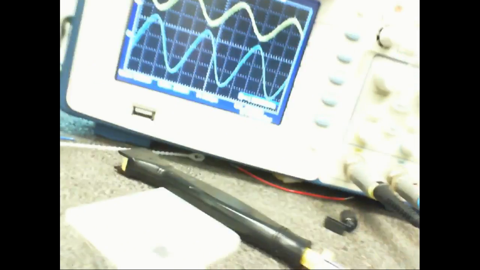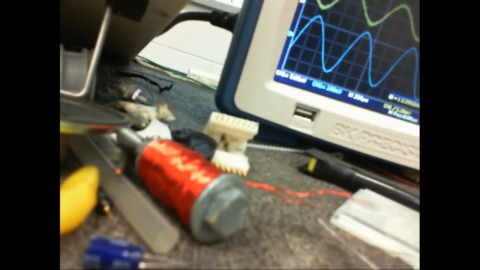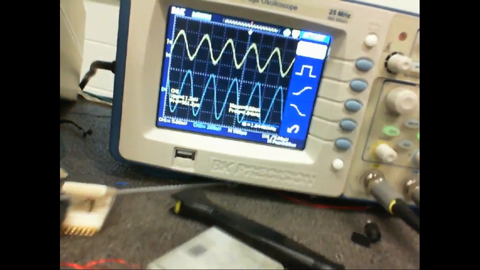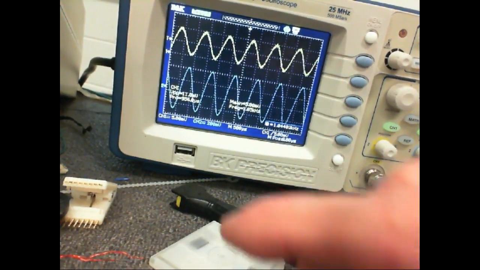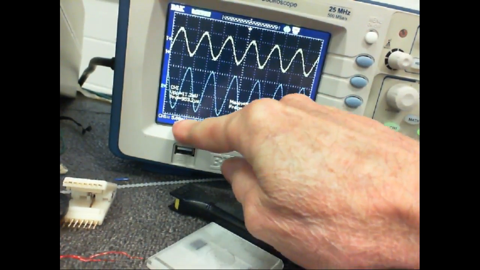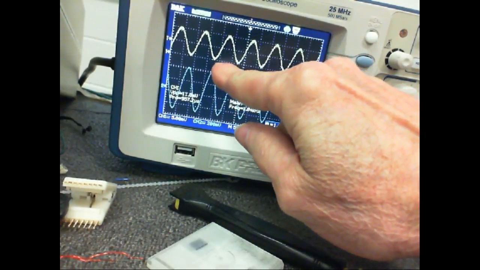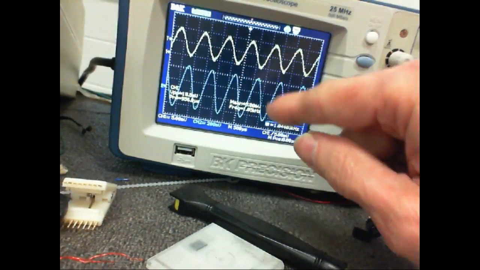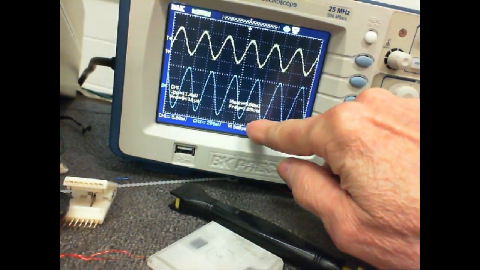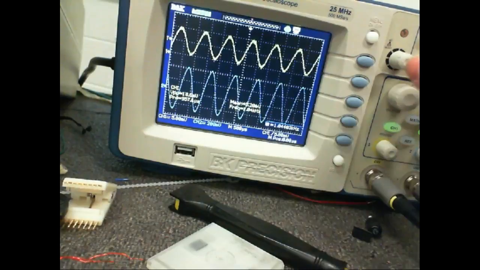I don't know what happened, guys. Here's my oscilloscope. The one on the top, I don't know if you can see this, I have set on 5 millivolts per division. We got 2 divisions, so that's 10 millivolts in. Here's my output. It's set on 200 millivolts per division.